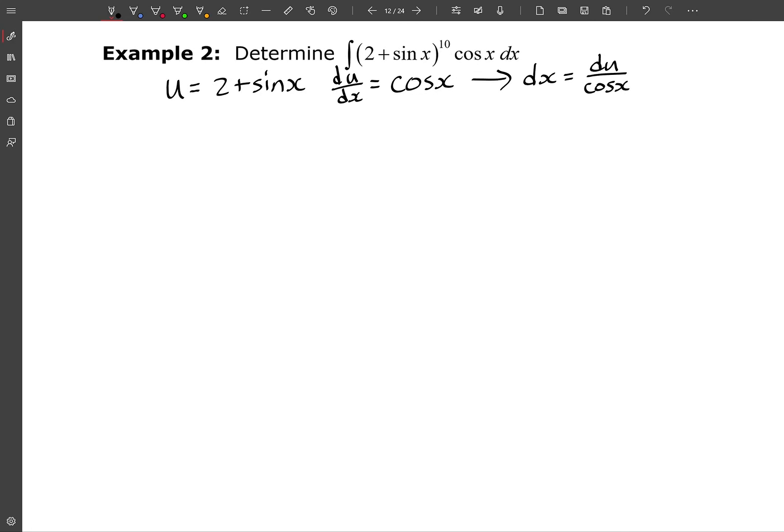Okay, now I rewrite my integral. So now I have, instead of 2 plus sine x, I have u to the power of 10. And instead of dx, oh, sorry, I forgot my cosine x. There we go, cosine x. And instead of dx, I have du over cosine of x, which works out spectacularly. And so I'm left with the integral of u to the power of 10 du.